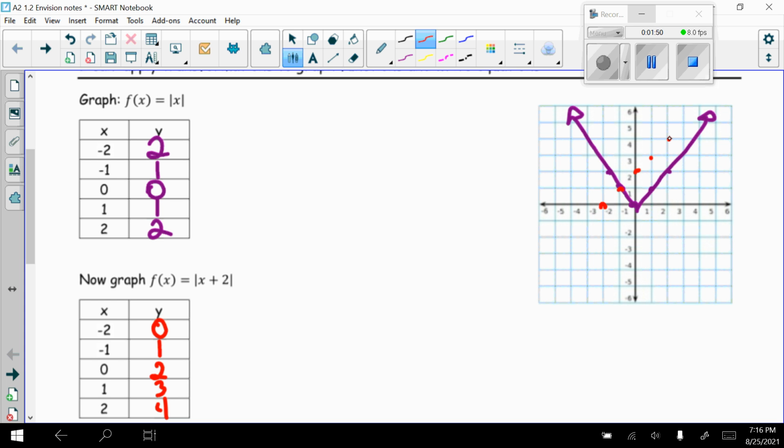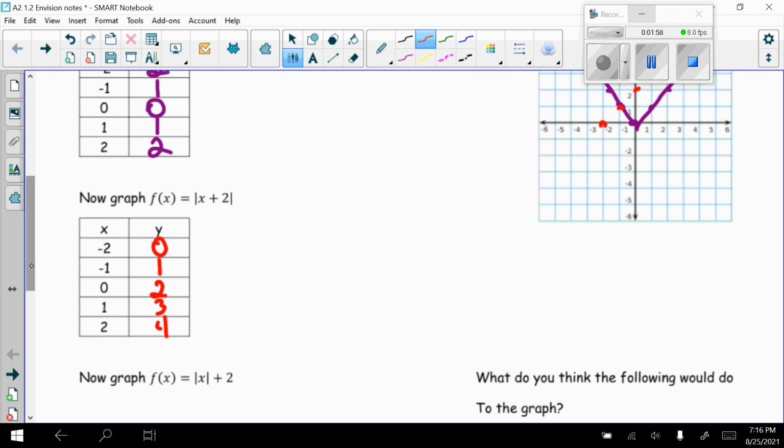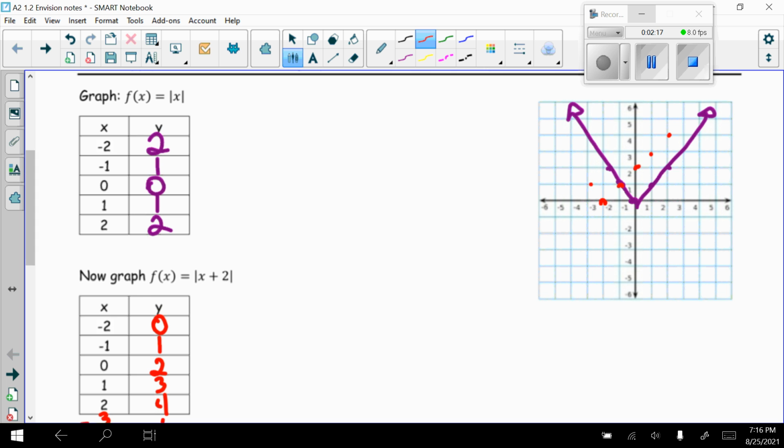I know I need a V shape. I see I have the right-hand side going on, but I don't have anything going to the left of -2, so we're going to add to our XY table -3 and -4 to our x values. If I plug in -3, -3 plus 2 is -1, absolute value of -1 is 1. -4 plus 2 is -2, but the absolute value is 2. So then we have over -3 up 1, over -4 up 2. Draw the V.